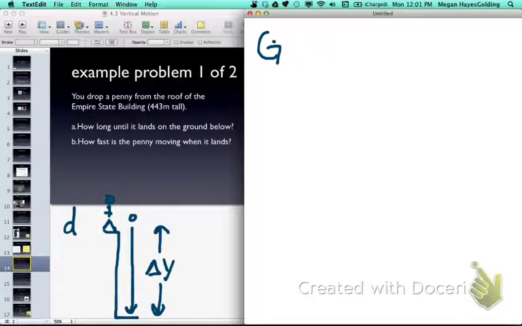Sorry, folks, that is crazy messy. Well, we have a delta y. It's negative. There aren't any other obvious givens in this problem. However, remember, we know the acceleration of gravity.